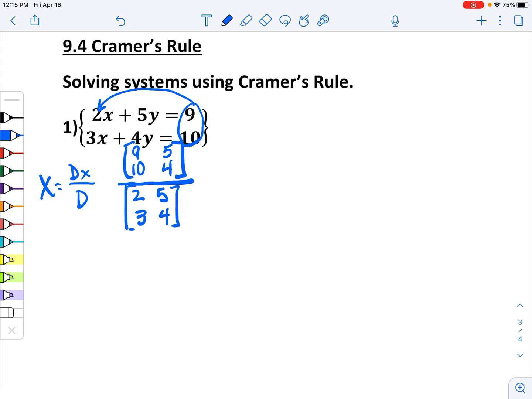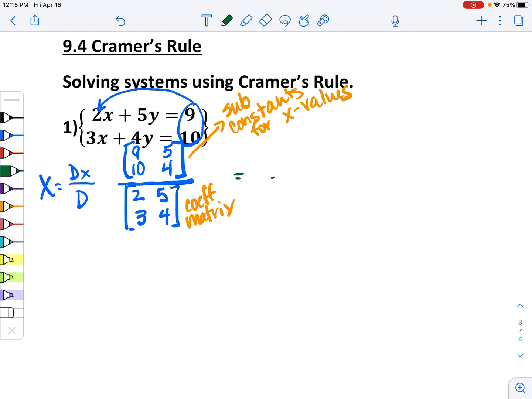Okay, so let me repeat that. The bottom is your coefficient matrix. The top is I'm subbing the constants for my x values. Then what I do is I do my determinants. And remember, determinants, I take AD minus BC.